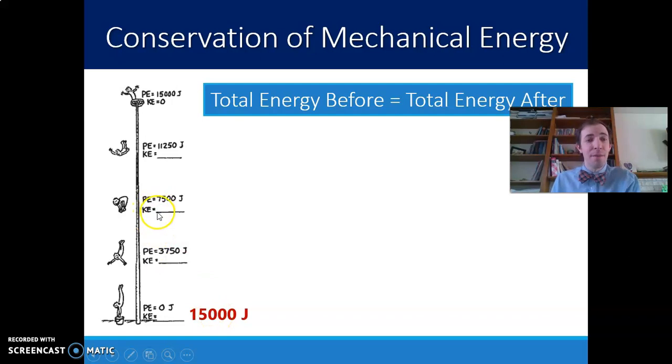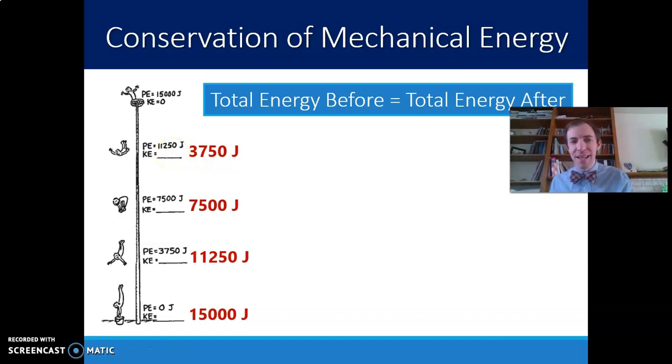If I look in the middle, potential is 7,500. It must mean that the kinetic is also 7,500 because those two added together will give you that 15,000. Now, for these other stages along the way, I can find the difference just to make sure that the total energy, potential plus kinetic, always adds up to 15,000.